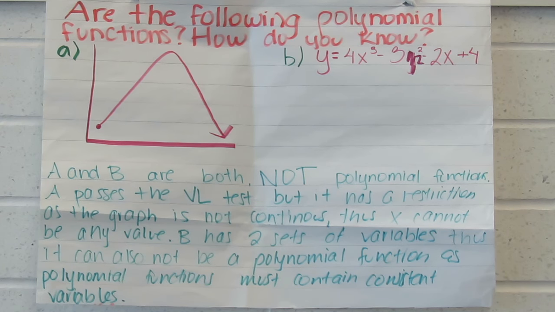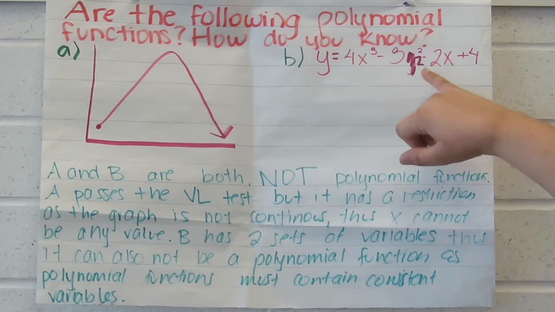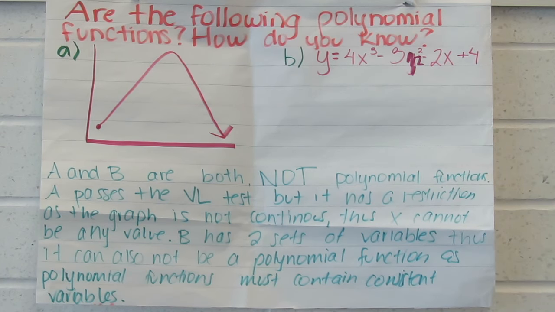B has two sets of variables in the equation, so that can also prove that it is not a polynomial function, as polynomial functions must have consistent variables. As you can see over here, there's the y is equal to x, and then there's a z over there. So you know that it is not a polynomial function because it has two sets of variables in the equation.